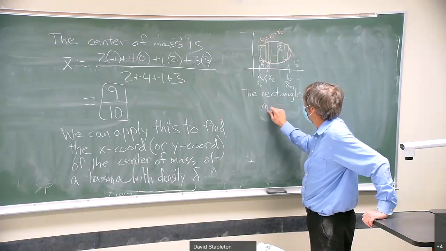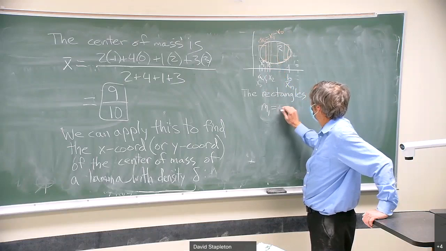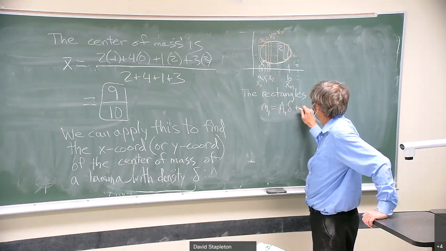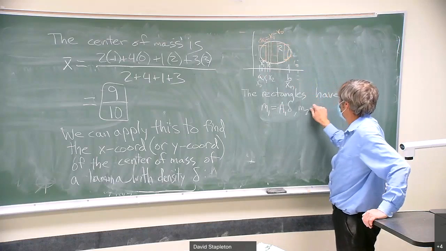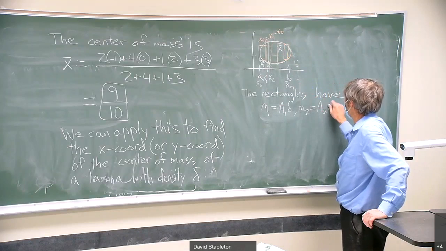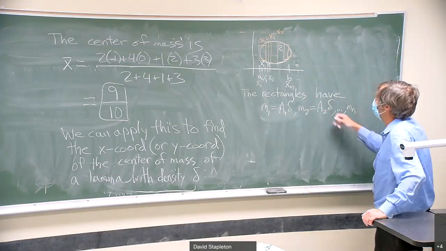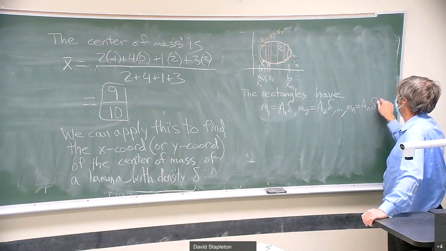Let's say M1, the mass of the first rectangle, is the area of rectangle 1 times delta, and then M2, the second mass here, is the area of rectangle 2 times delta, and so forth. The mass of rectangle N, thinking of these as discrete masses, is AN delta, right?